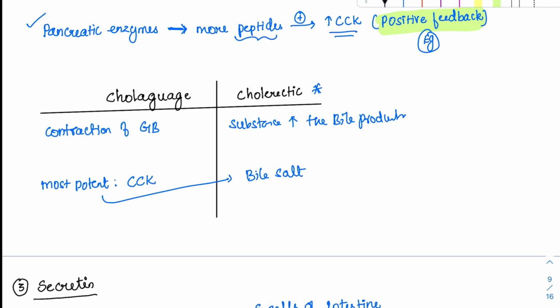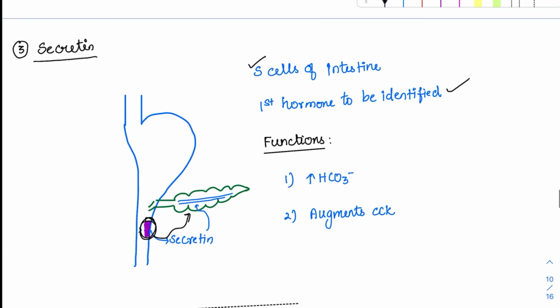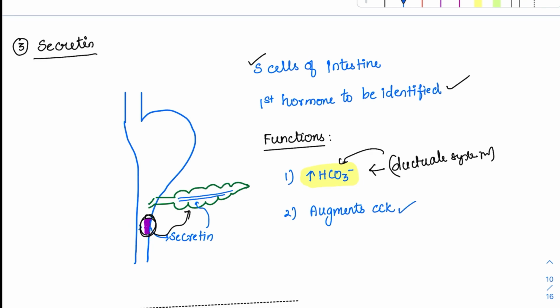Now coming to the third important hormone, that is secretin. Secretin has very few functions. Secretin is produced from the S cells of the intestine, and this is the first hormone to be identified. It is also produced in the intestine, and it also goes to the pancreas. But in the pancreas, it stimulates the duct part, the ductular system. Whenever the ductular system is stimulated, more than the enzyme, the bicarbonate will be produced a lot. There is huge production of bicarbonate. And what is its other function? It will help its friend, CCK. These are all its functions.